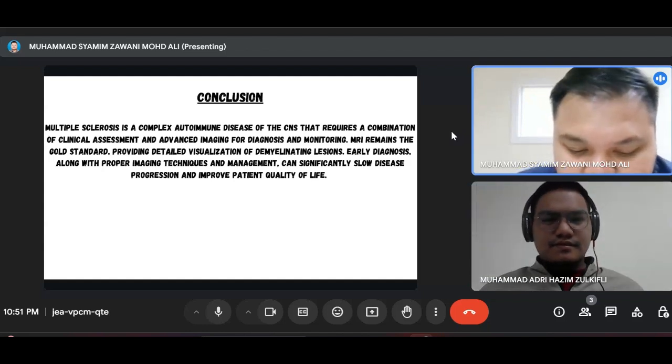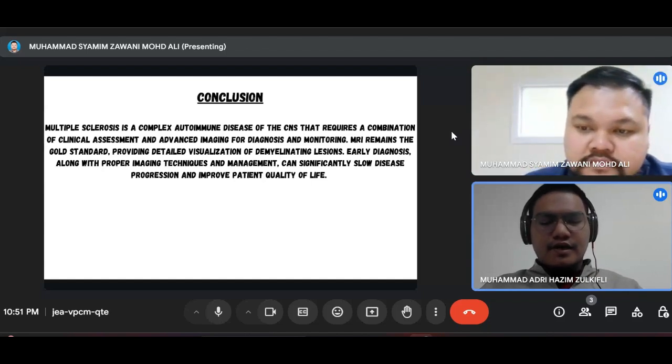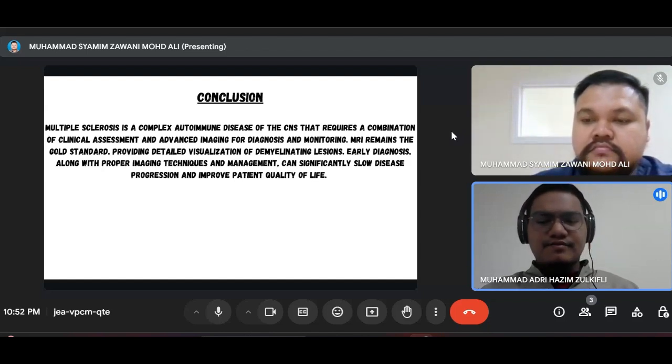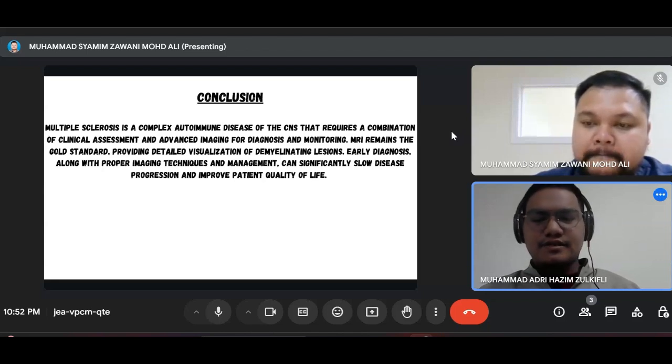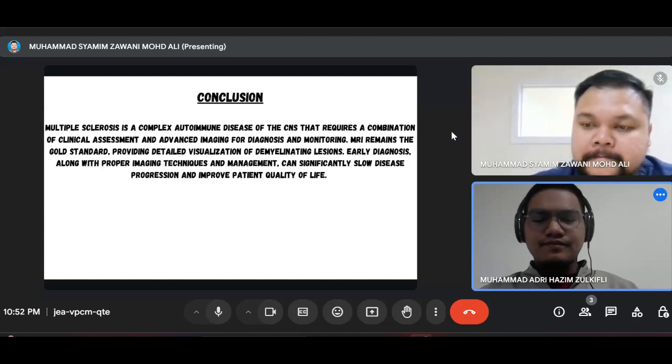Is there a cure for multiple sclerosis? Right now, there is currently no cure for multiple sclerosis, but treatments like disease-modifying therapies such as steroids, and symptom management with healthy lifestyle management, can help to control the disease and improve our quality of life.